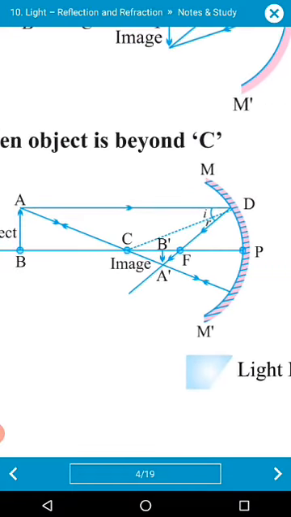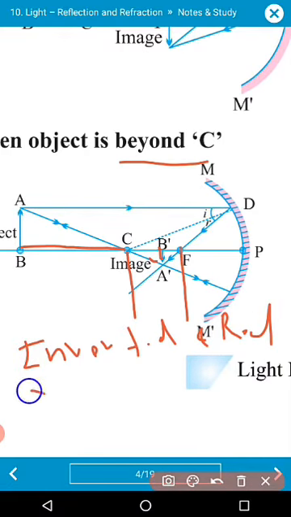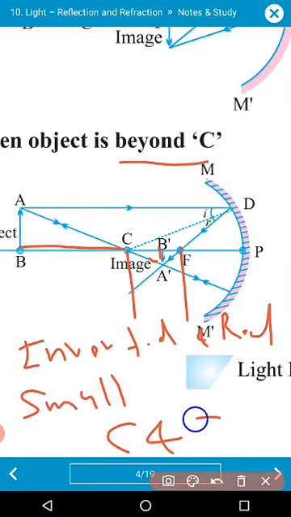See, this is the image now. Okay, so this image is formed between C and F when I put my object at infinity beyond C. Understood? Now another thing is, the image is inverted compared to the previous image, so the image is inverted and real. Okay, and the image is small compared to the object, so the image is small. And the third thing is that the image is formed between C and F.